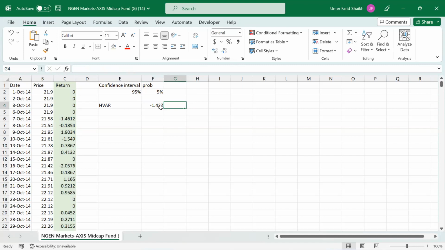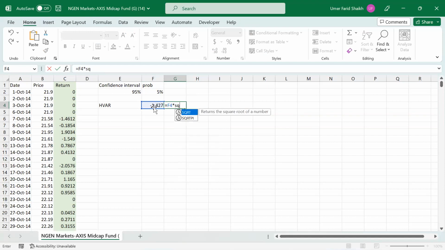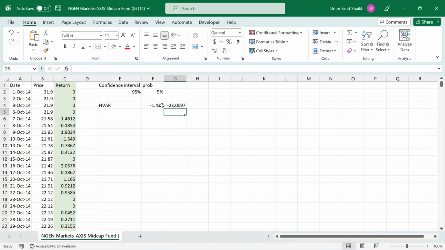So we need to analyze these data sets. To do this, we are going to multiply the data set we have currently generated by the square root of 260. At engine, this is how we calculate the value at risk. 260 is the number of working days in a year, and this is what the data set generates.